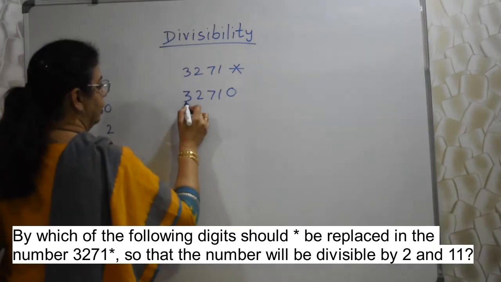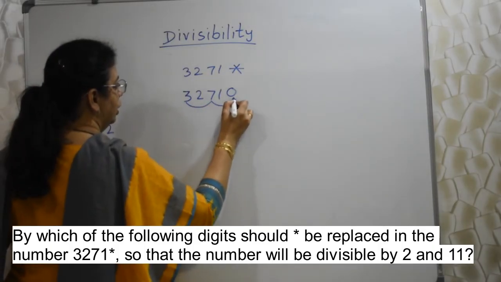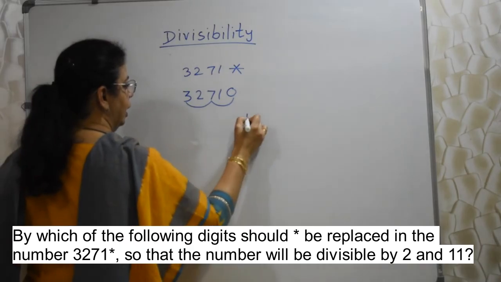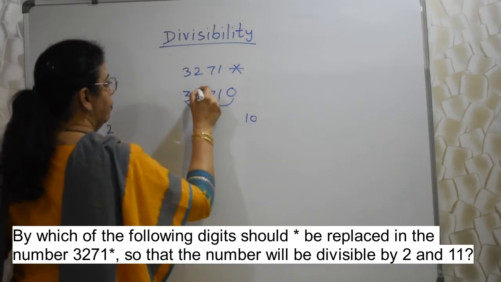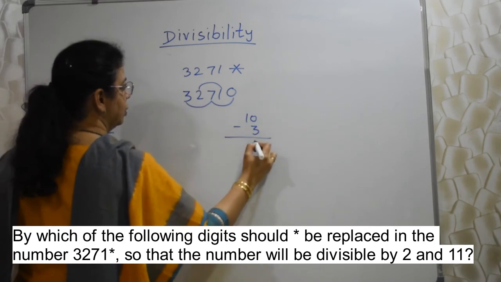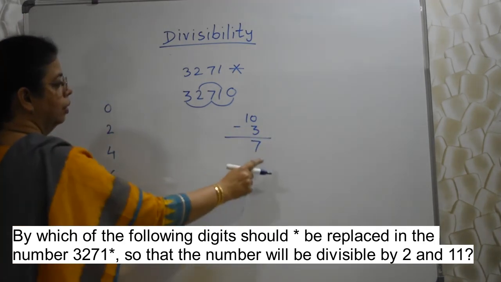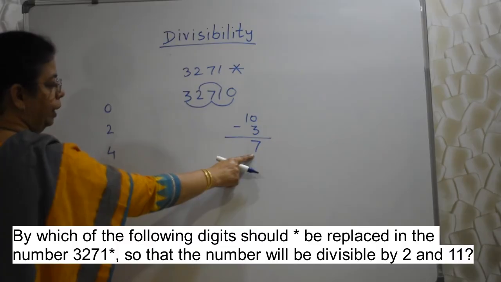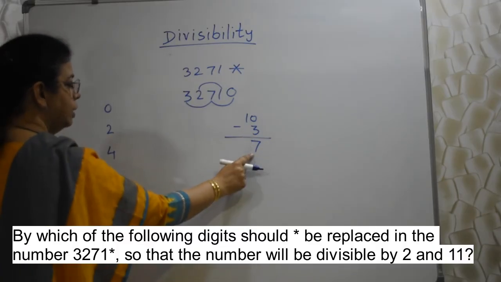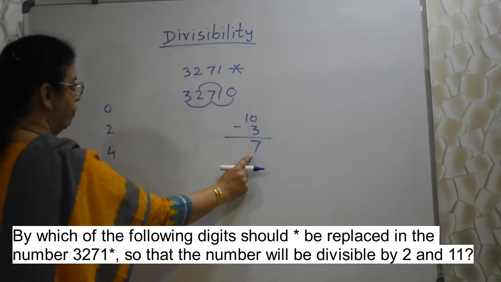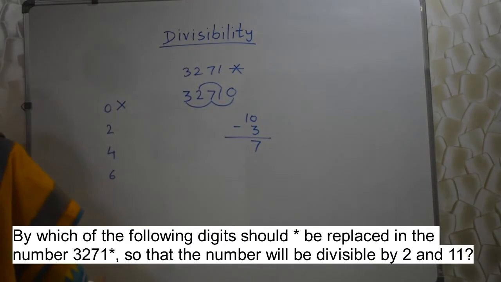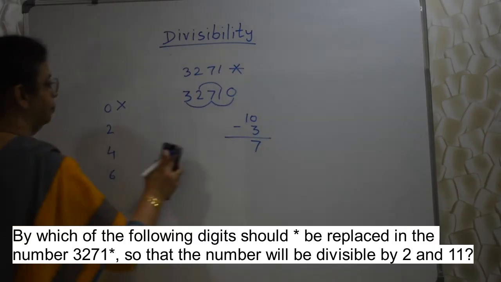Divisibility of 11. Add all the digits at odd places. 3 plus 7 plus 0, that is 10. Then even places add karo. 2 plus 1, 3. Minus karo. The subtraction should be 0 or a multiple of 11. It is not 0. It is not a multiple of 11 as well. So first option is wrong. Now we'll try the second one.